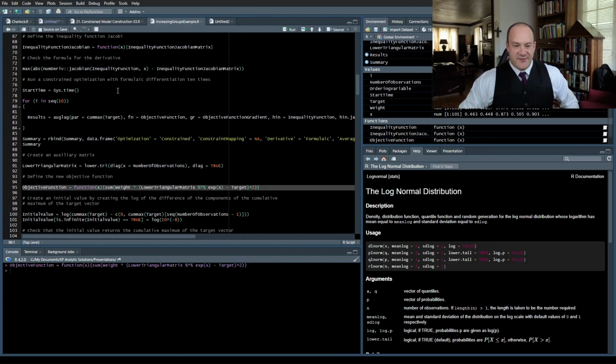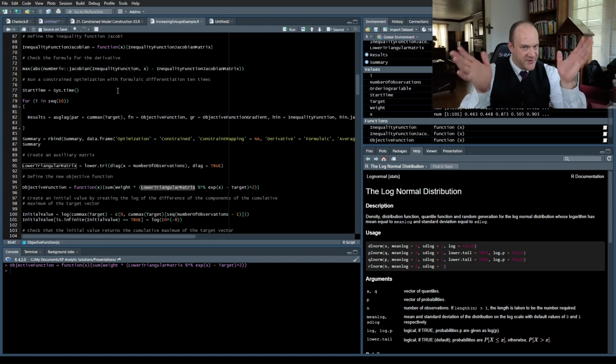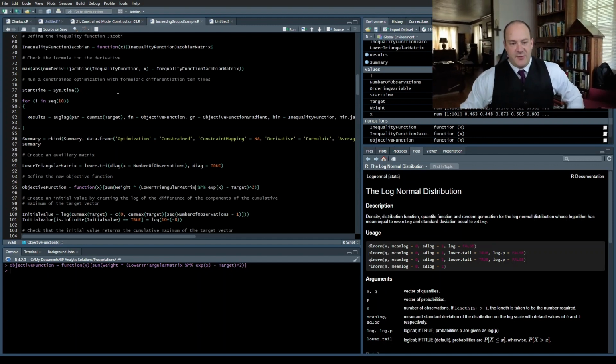Now we define our new objective function. As we said previously, what are we doing? We're exponentiating our components, and then we are multiplying that by the lower triangular matrix so that we get the sum of our exponentials. Then we are looking at the weighted squared error between those two values, and then we're adding it up. That's our new objective function.